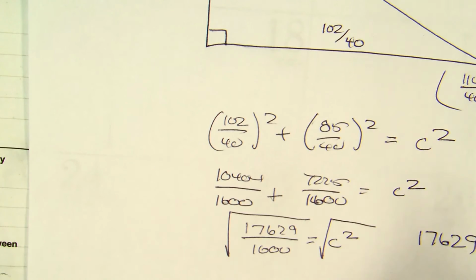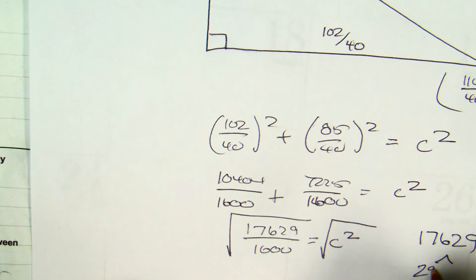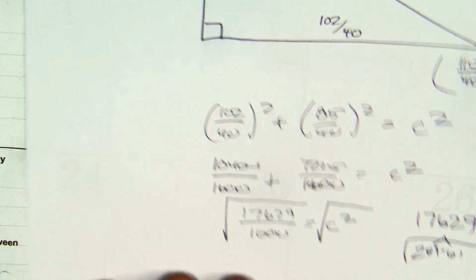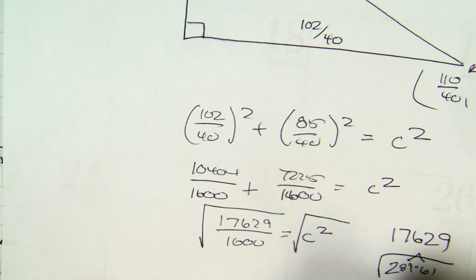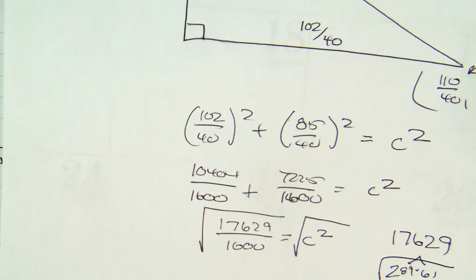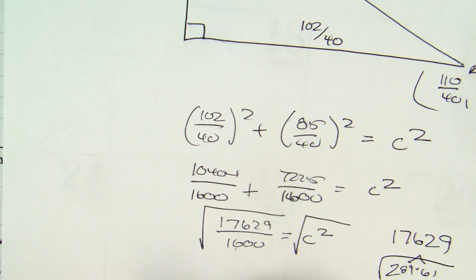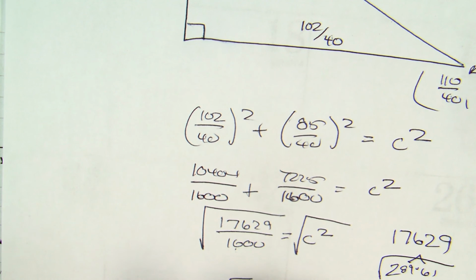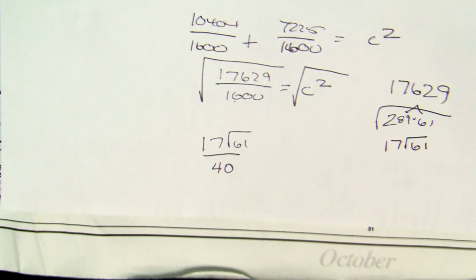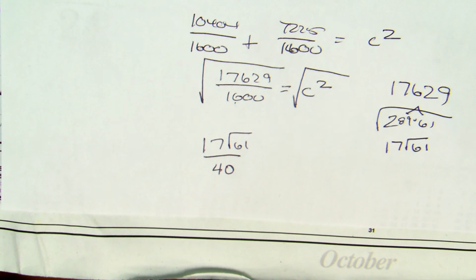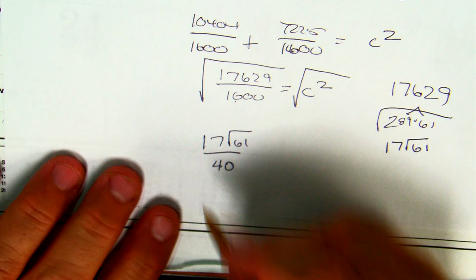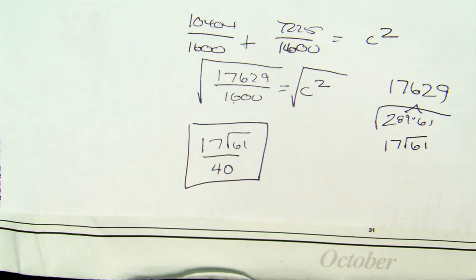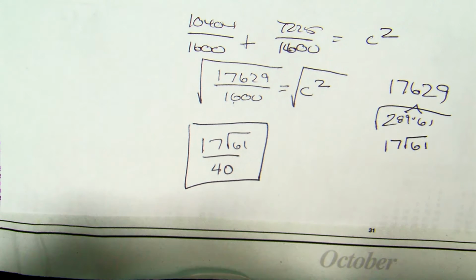Alright? So this becomes 289 times 61, which is underneath the square root. Square root of 289 is 17, so that's 17 square root of 61. 1600 is a perfect square. Square root of 1600 is 40. Alright, my 61 is a prime number, so I'm done with that. 17 over 40, also reduced, so therefore I am done.